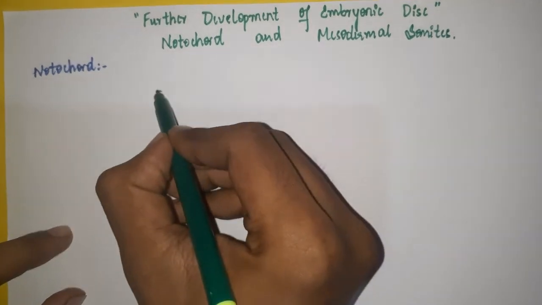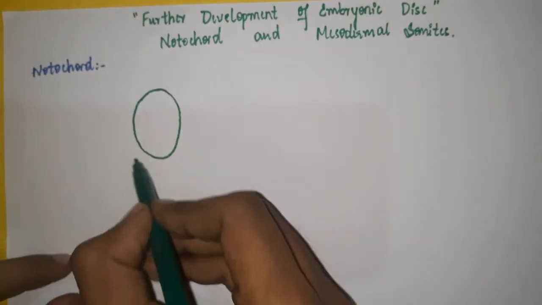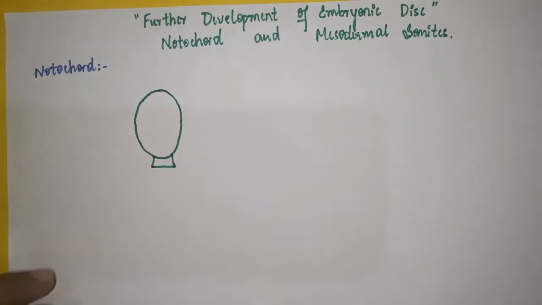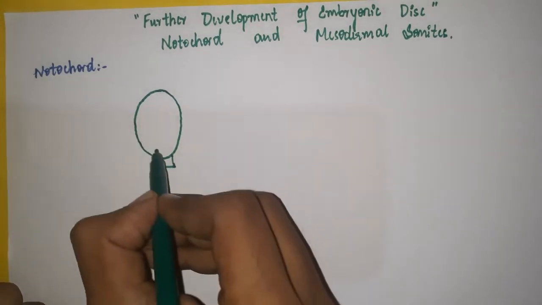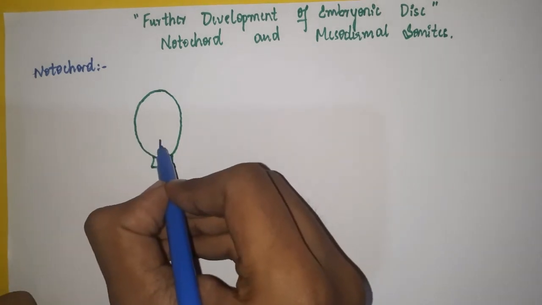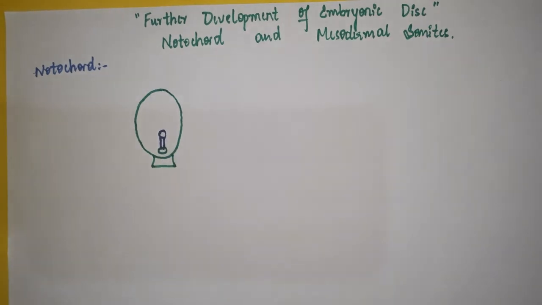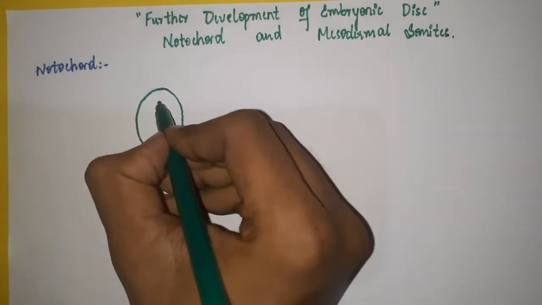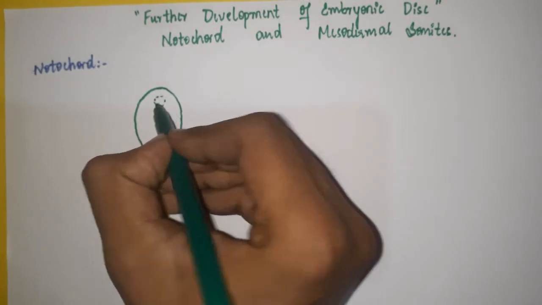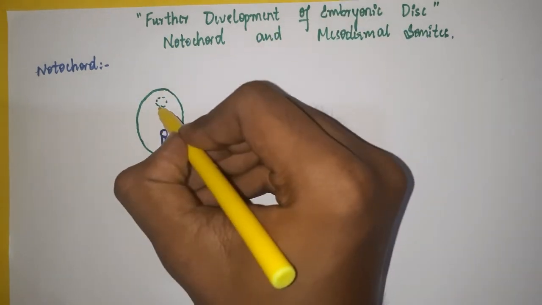See, this is the embryonic disc and this is the stalk, the connecting stalk. This is the cloacal membrane and this is the primitive streak. This is the primitive knot, I will discuss what that is now. This is the procaudal plate. Now, where this notochord actually appears in embryonic development is here.